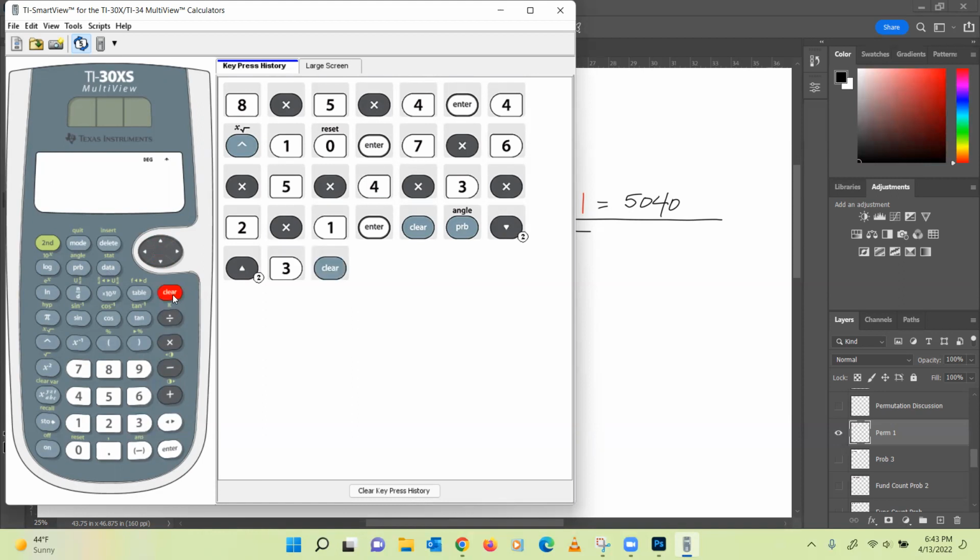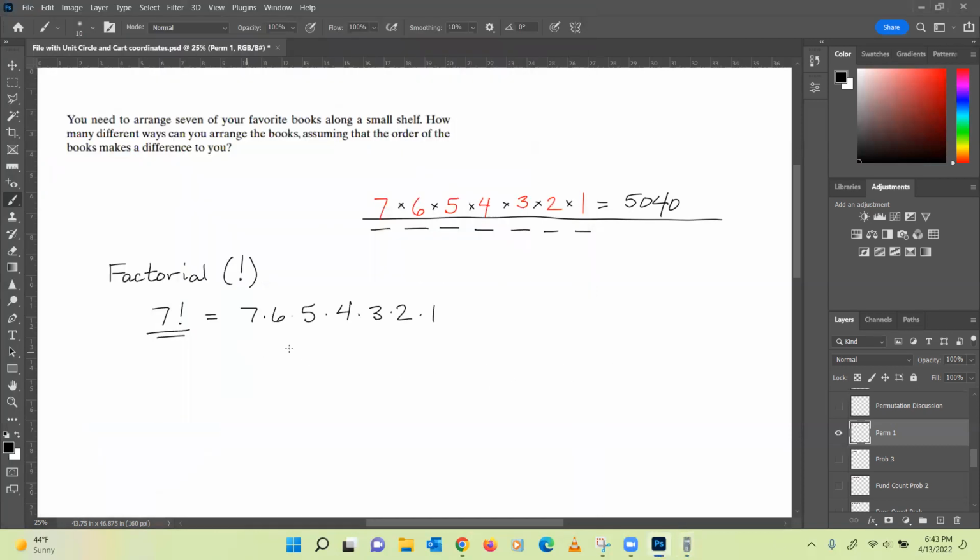So let me go ahead, I'm going to clear that and make sure I've got 7, and then I'll hit PRB, and I'll hit 3 because I want the third option. There's my 7 factorial. I hit enter, and there's my 5,040, just like we got before. So that's a much faster way to calculate some number multiplied by each consecutive smaller integer down to 1.